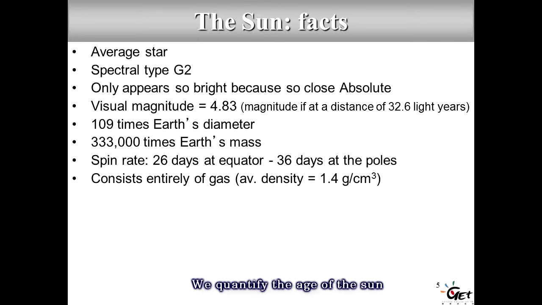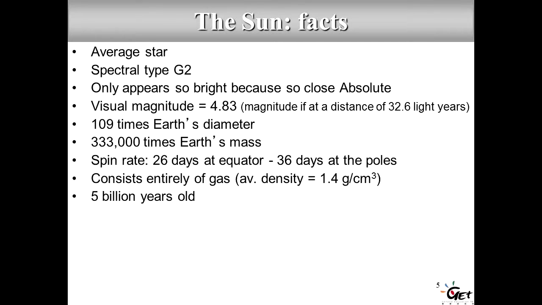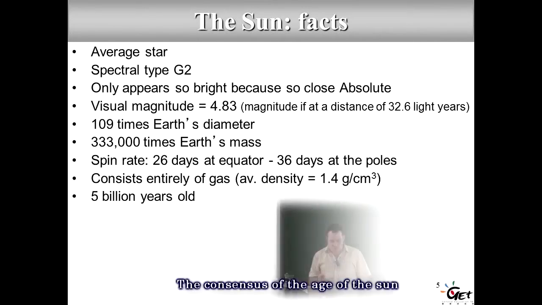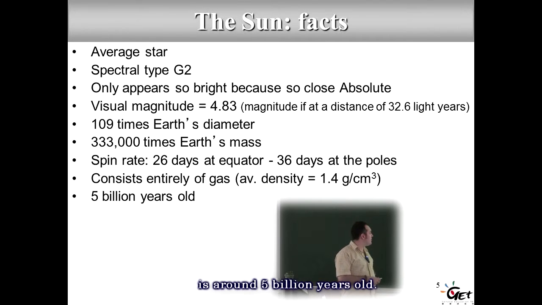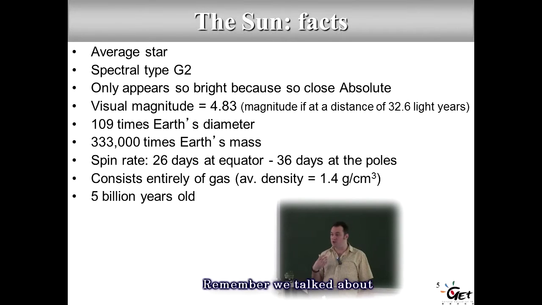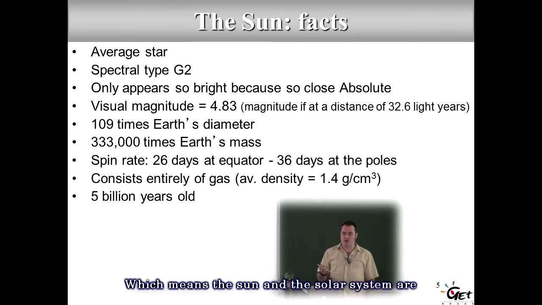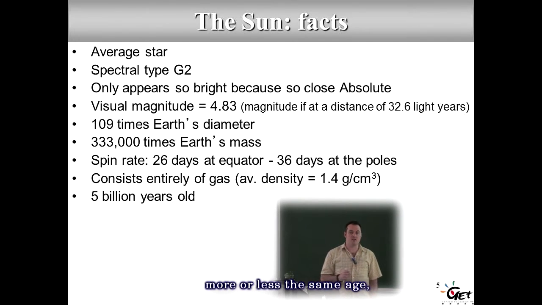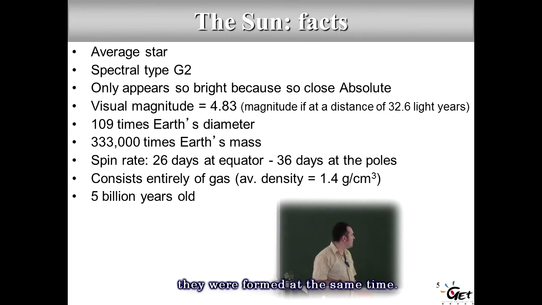We quantified the age of the sun to around 5 billion years old. It's not a very easy thing to do to quantify the age of stars, but we have different methods. I won't have really time to describe them, but it's the isochrone methods. Consensus about the age of the sun is around 5 billion years old. If you remember what we talked about regarding the solar system last week, 4.5 billion years old, which is consistent. That means that the sun and the solar system are more or less the same age, which is normal. They were formed at the same time.